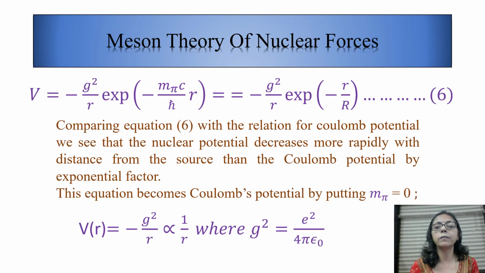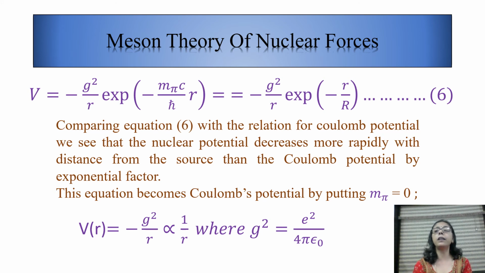Let us move forward. Comparing this equation with the relation for Coulomb potential, what do you see? That the nuclear potential decreases more rapidly with distance from the source than the Coulomb potential by an exponential factor. If you want to understand what the Coulomb potential would be, it is very simple. You get the value V(r) is equal to minus g squared upon r, which gives you the inverse relationship with r. Right?